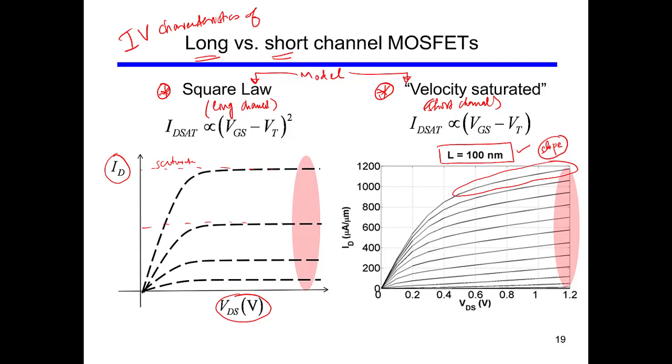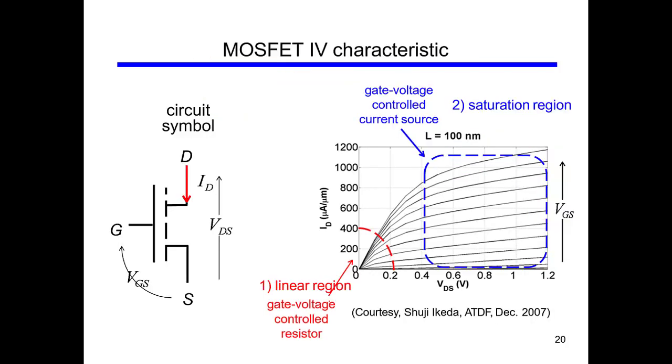In the case of a square law device, ID is proportional to the square of VGS minus threshold voltage, and in the velocity saturated case, it is just related to VGS minus VT. So these are two important models for describing the IV characteristic of transistors and when they are applicable.